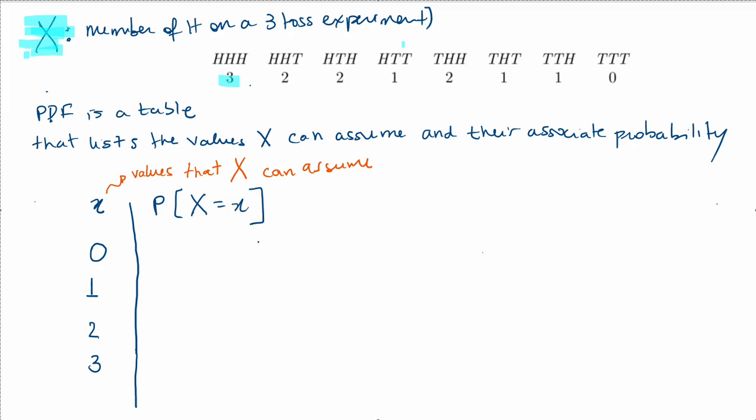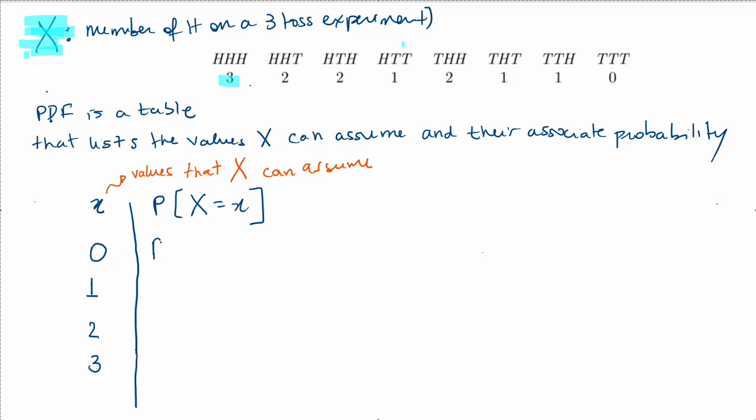It's the probability that your random variable, which is capital X, equals the little x, the value, right? So we're going to learn how to navigate through this table. But at the end of the day, what the PDF is, is it lists the values that you can assume and their respective probabilities.